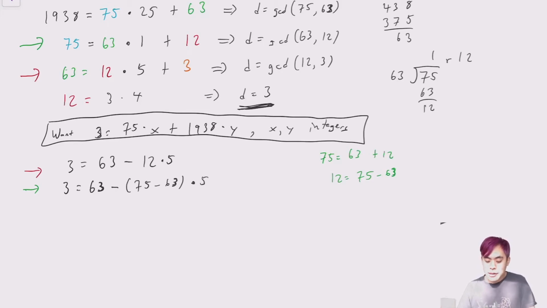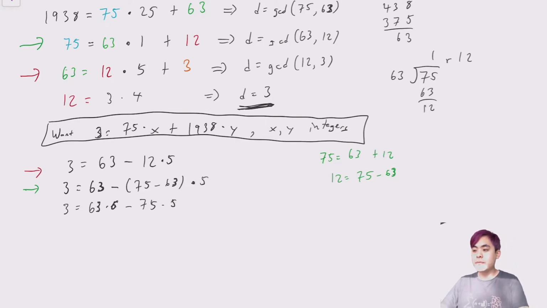Okay? And so now we collect together the terms. So 3 is equal to, well, how many copies of 63 do we have? We have 1 copy from the 63, and we have another 5 copies from the right term. So there are 6 copies now: 63 times 6 minus 75 times 5. And if you have a calculator, you can check to make sure that you're still doing the right work by checking that this is still true. So what is 63 times 6 minus 75 times 5?